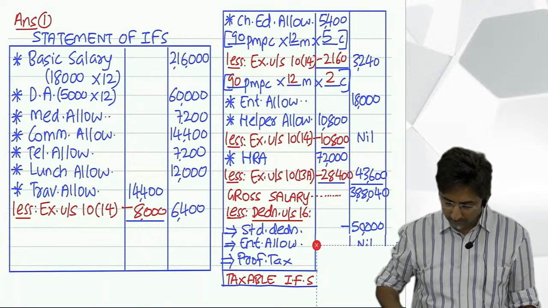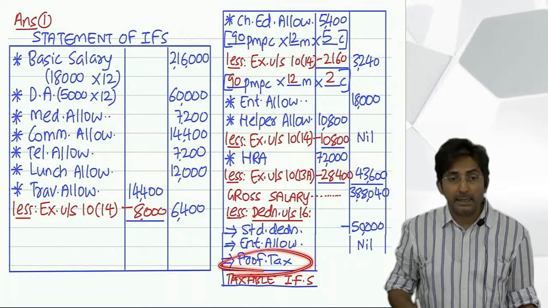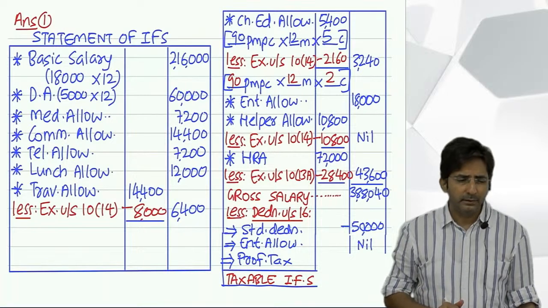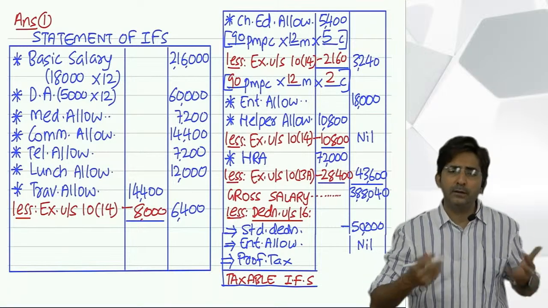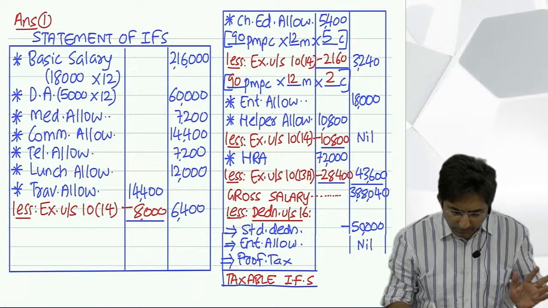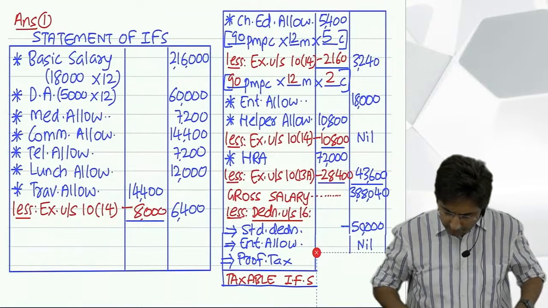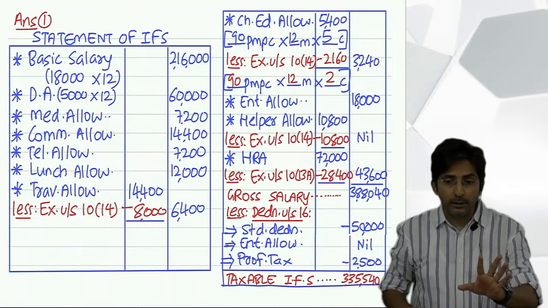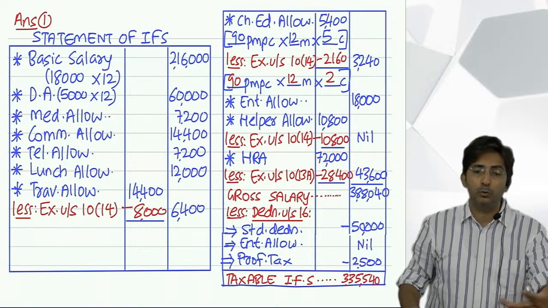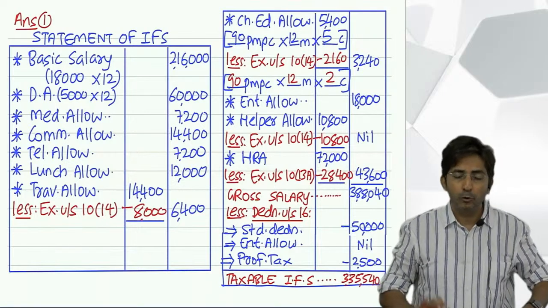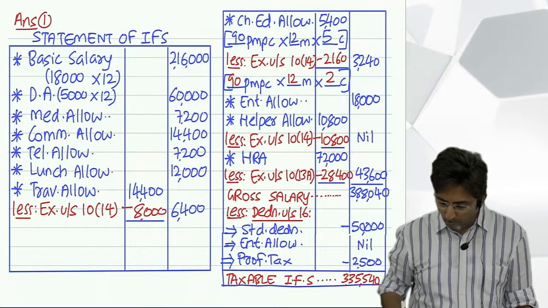And then profession tax, sometimes in the question you won't find it. Then don't bother, don't write anything of your own choice. If it is given, write it; if not given, ignore it. In our question, is it given? Yes, it is given, so I will write it, 2500. But if not given, just ignore it. Don't try to show extra knowledge in the exam, thinking that people usually pay 2500, so let me minus it. Don't minus if not given in the question. But standard deduction, you have to always minus.